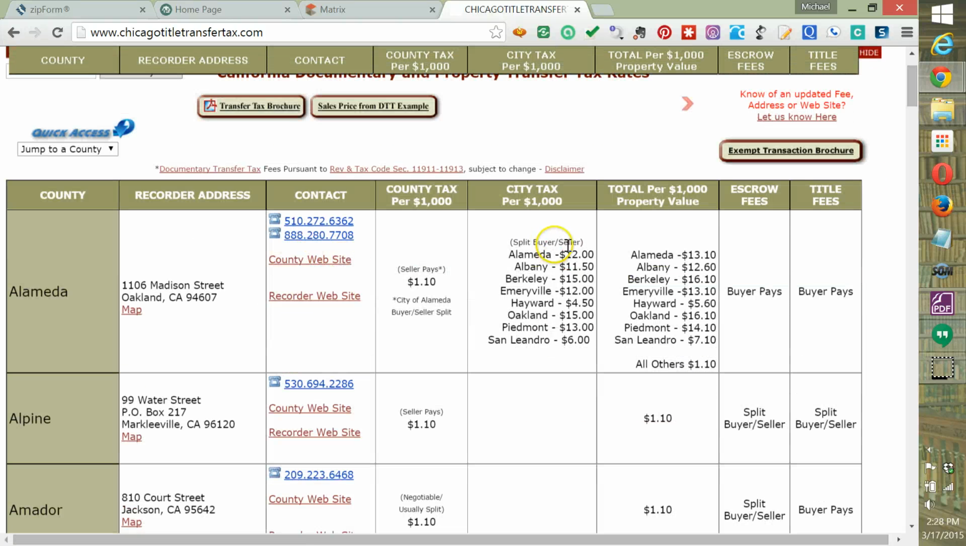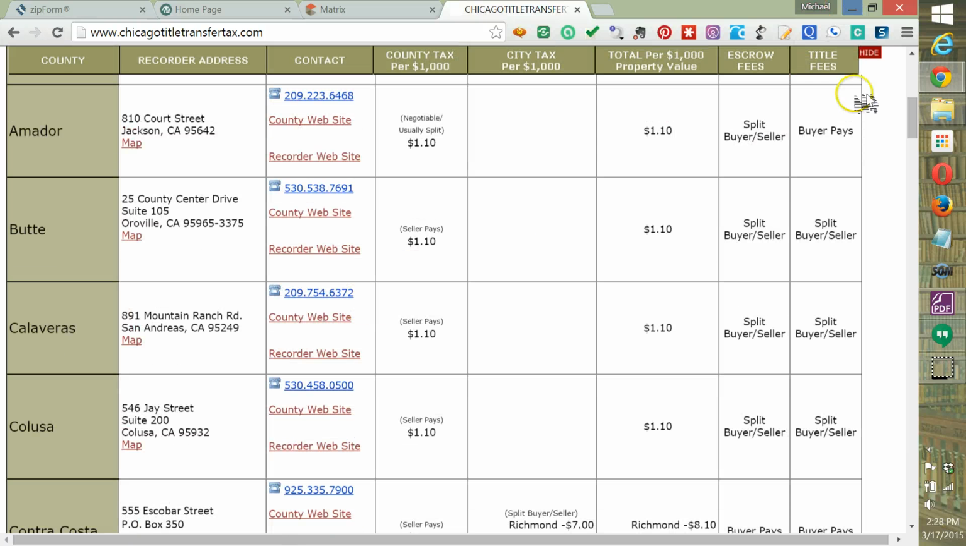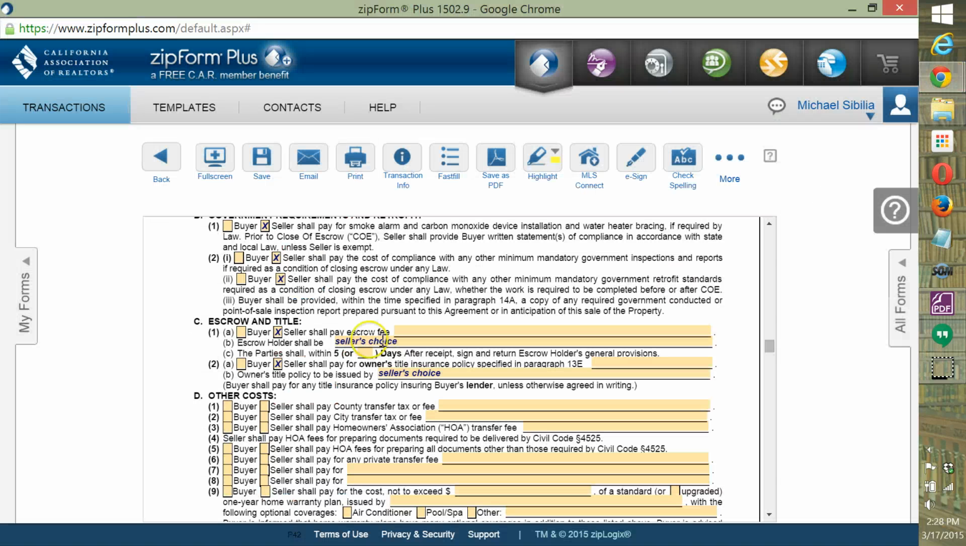It also tells you whether or not there's a city transfer tax. So when we get to allocation of costs, you ought not ask for the seller to pay for fees that do not exist in that particular county. Listing agents will just sigh when they see that. So I'm just doing Santa Clara County. You could look up the other one. Typically, the seller pays for the county transfer tax. Buyer and seller would split the city transfer tax 50-50.